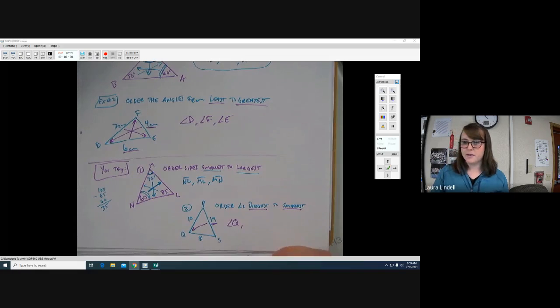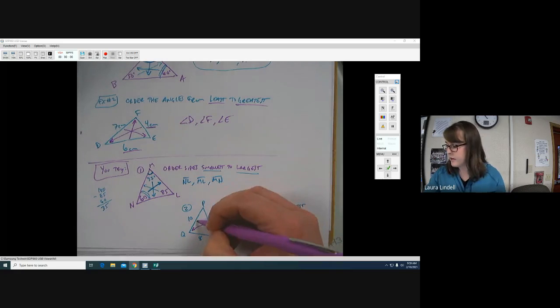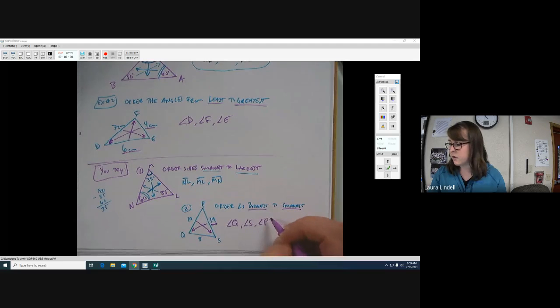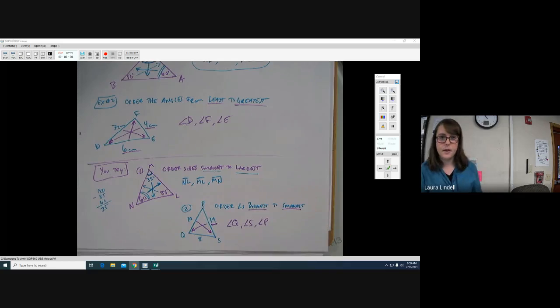All right, next biggest. What do we think? S. Nice job, you guys. Yeah, 10 is the next biggest side, so angle S would be the next biggest angle. And then lastly, angle P is going to be our smallest. Okay, so that is angle side relationships. That's one of our big concepts for today.